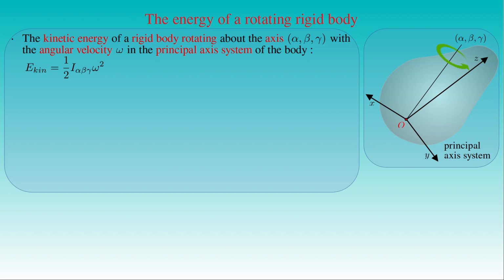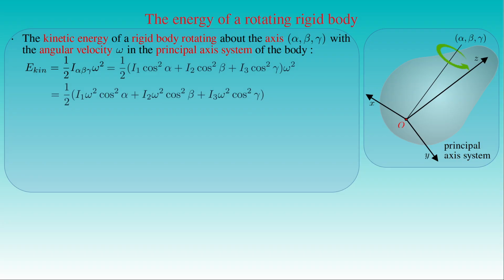In the principal axis system of the body, the moment of inertia I sub alpha beta gamma reduces to I1 times the square of cosine alpha, plus I2 times the square of cosine beta, plus I3 times the square of cosine gamma. Then we can write the kinetic energy as 1 over 2 times the sum of I1 times omega squared times the square of cosine alpha, I2 times omega squared times the square of cosine beta, and I3 times omega squared times the square of cosine gamma.